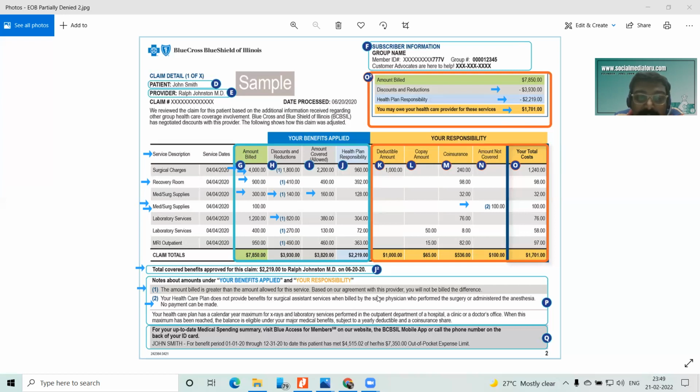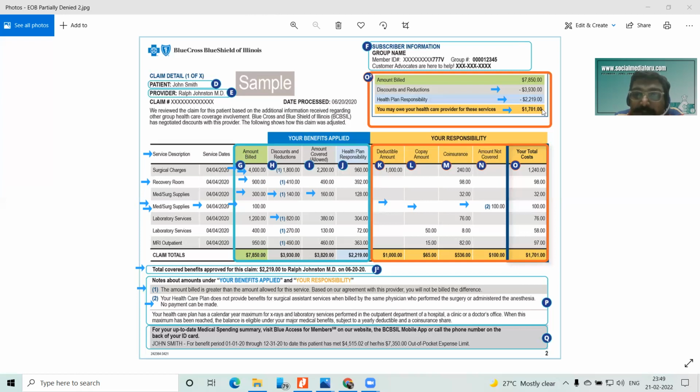So here you have some of the notes. This first one says the doctor has billed you for a higher amount, but we have a contract wherein we have discounted these amounts. And the second one talks about the surgical supplies, $100. It's not a covered service. They won't be paying for this.